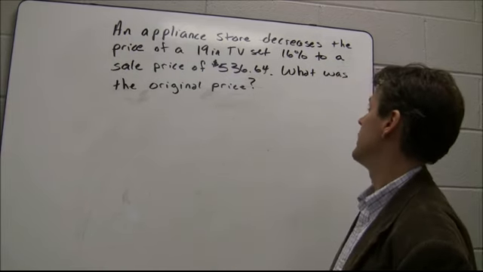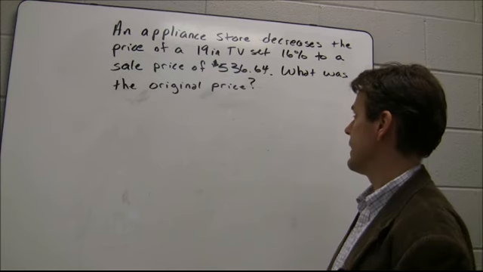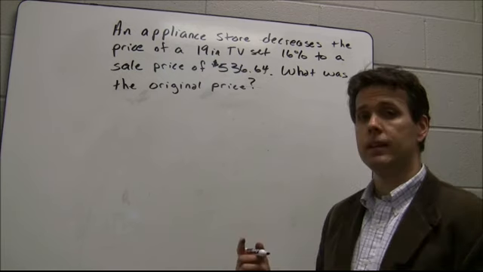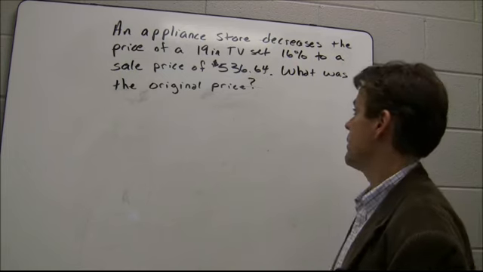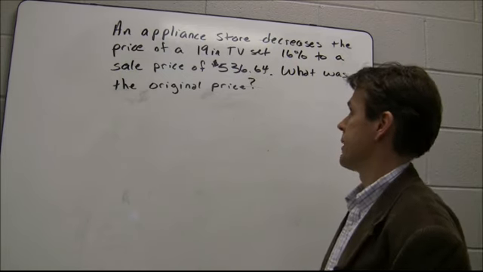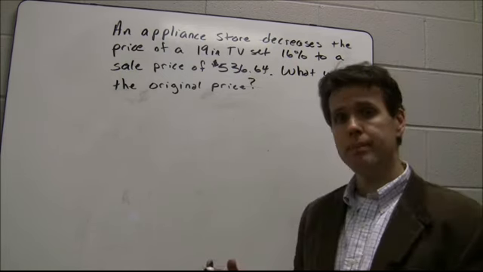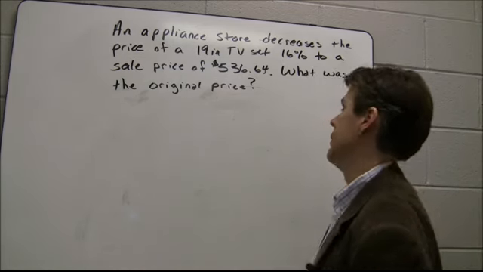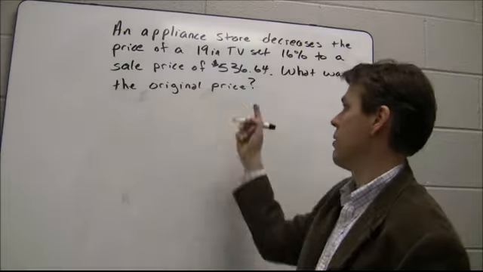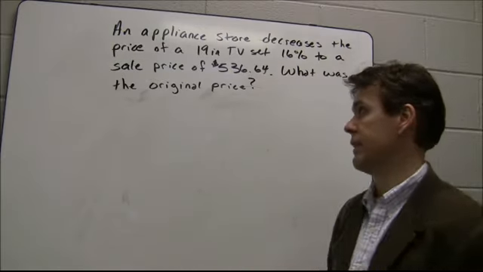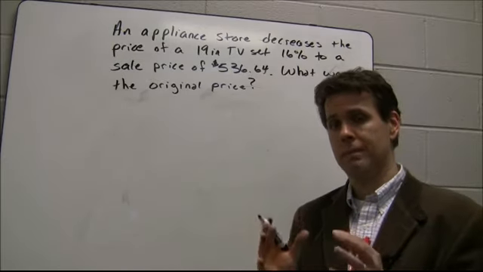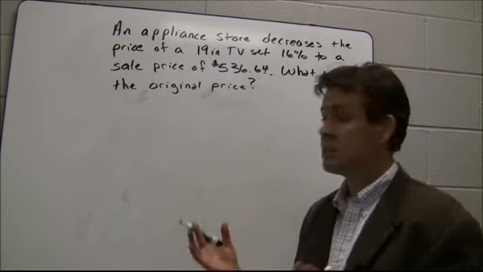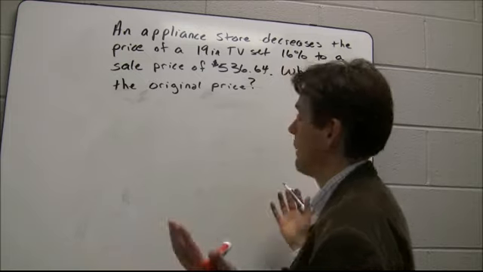An appliance store decreases the price of a 19-inch television set 16% to a sale price of $536.64. What was the original price? Okay. Again, in this one, no need to draw a picture of a TV or anything. We're not looking at measurements. But I would make up that original price. That seems to be the best way to go on this, if you're not good with setting that equation up initially. So, $600 would be a nice round number, that's probably what I'd guess first.